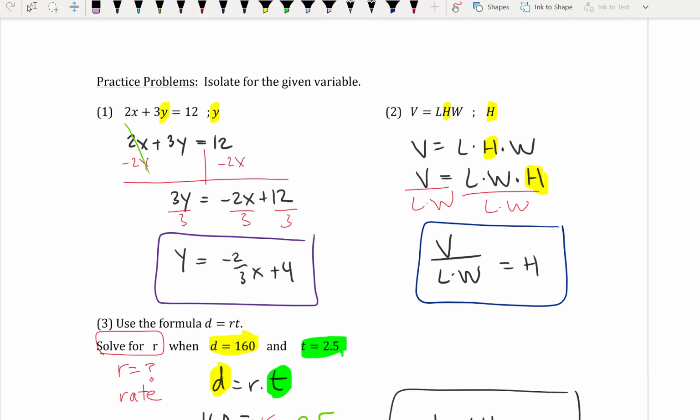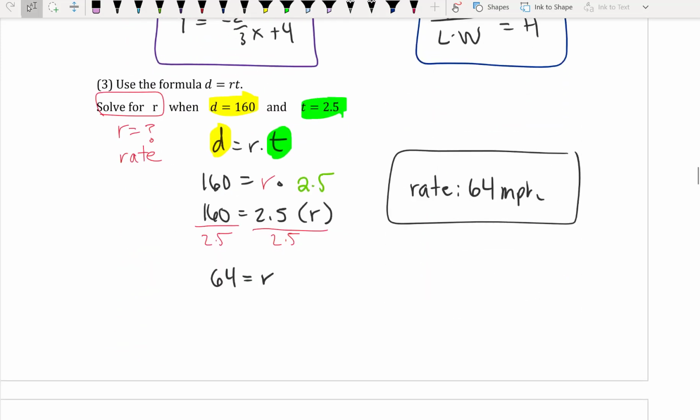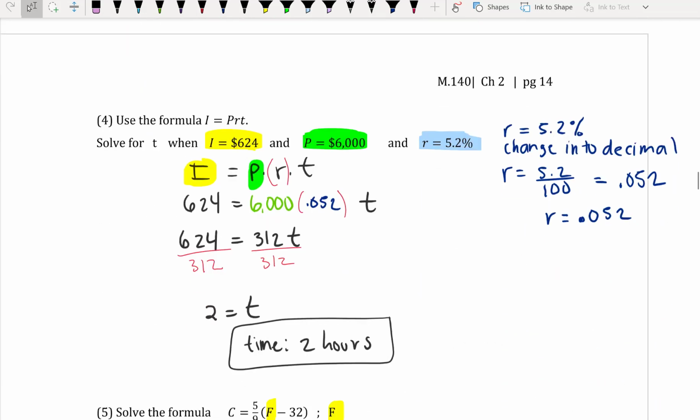So hopefully you guys have worked out these problems. So for number 1, my answer I got was y is equal to negative 2/3 x plus 4. For number 2, that answer is v divided by L times w is equal to my h. For number 3, I got the r, my rate, to be 64 miles per hour.